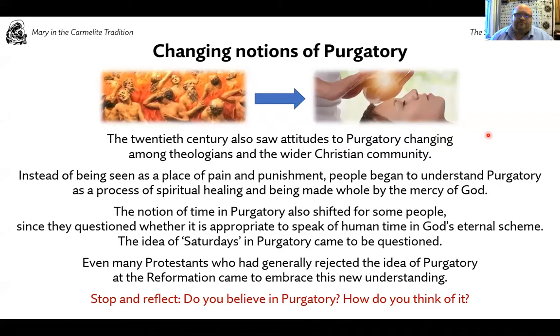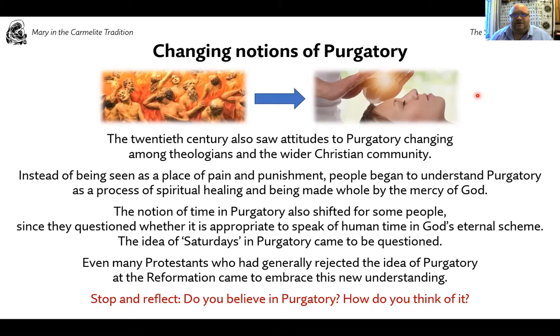Whereas, particularly in the last 100 years, there's been quite a shift amongst many Christians, even amongst Protestant Christians who initially rejected the idea of purgatory, to say, maybe purgatory isn't a place of punishment. Maybe it's a place of healing and being made whole. Some of you will be familiar with the writer C.S. Lewis, who wrote the Narnia books, The Lion, the Witch and the Wardrobe, and so on. And he describes purgatory as getting ready for the best party you're ever going to go to, which is heaven, to be with God forever.